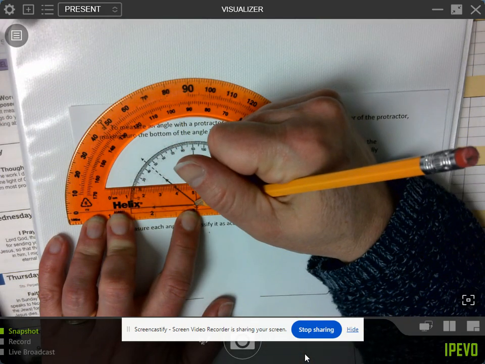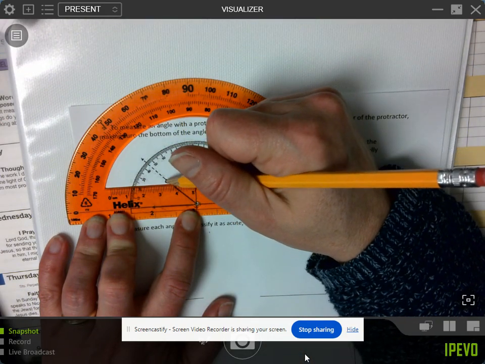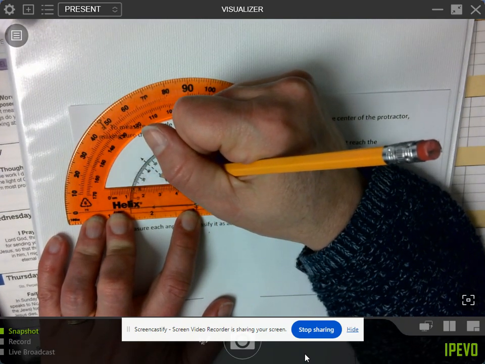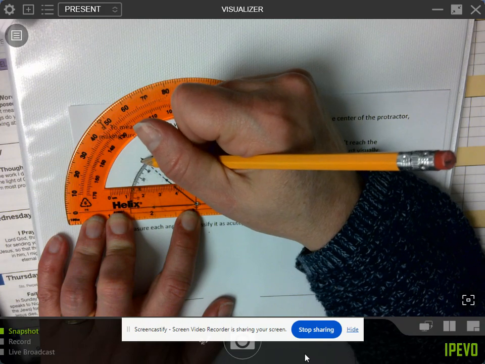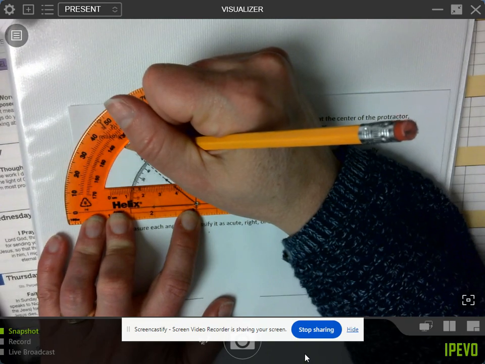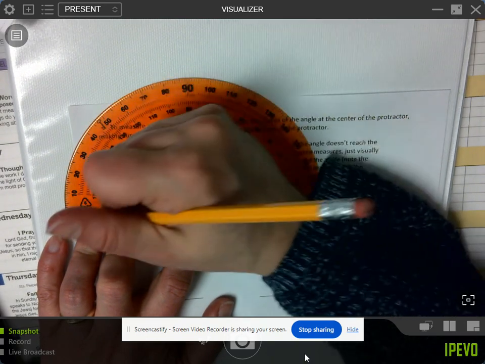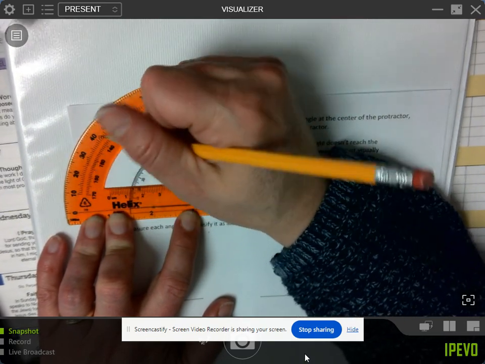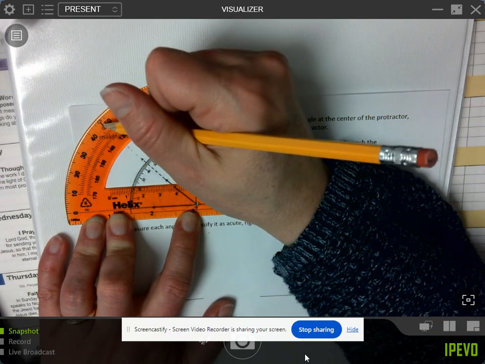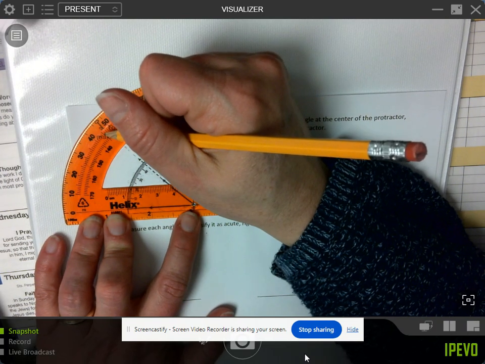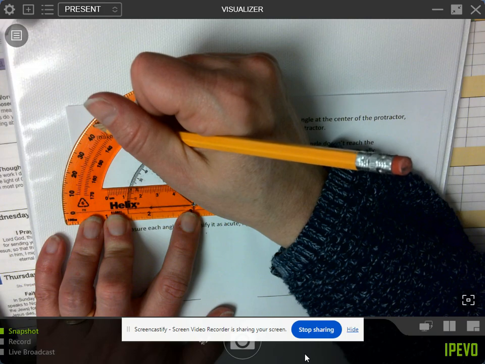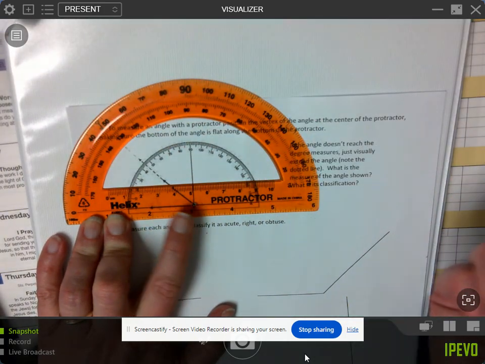So then I want to look at the top line of my angle, and I'm going to see where that's pointing. So they drew a dotted line. I'm going to continue that dotted line up to the outside. My 0 is on the outside, so I need to go up those outside numbers. And I am coming to, looks like right here, which would be 45, 46, 47.